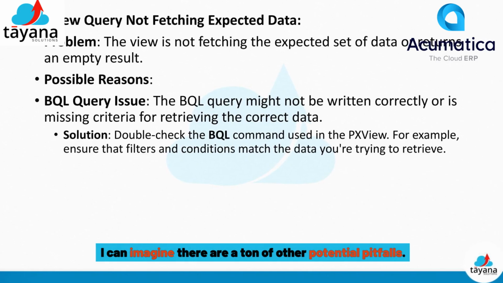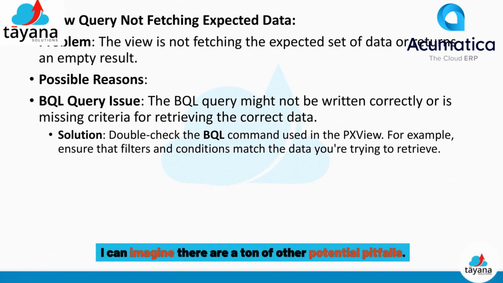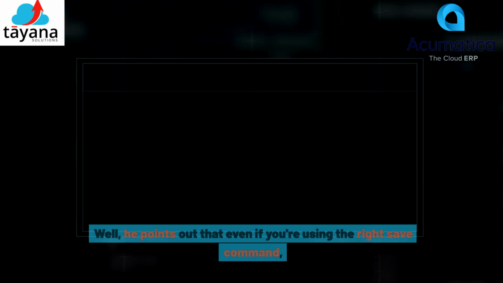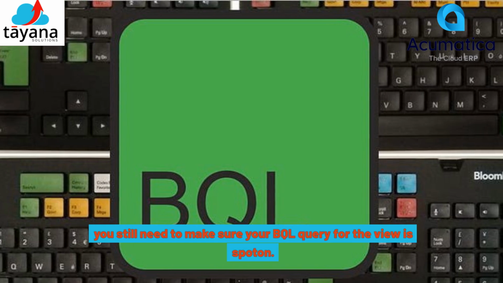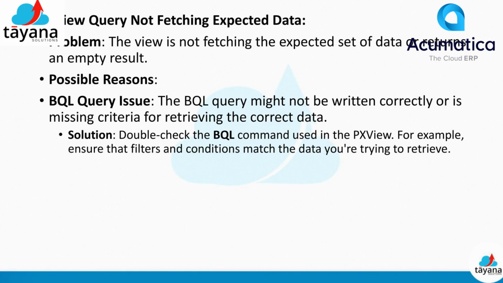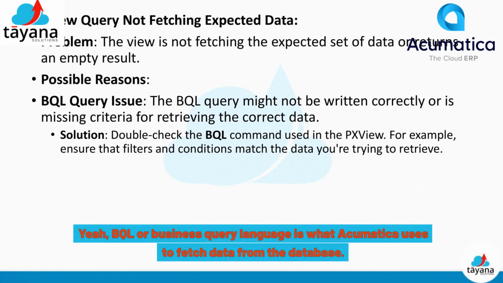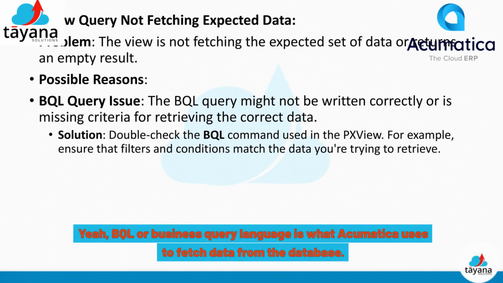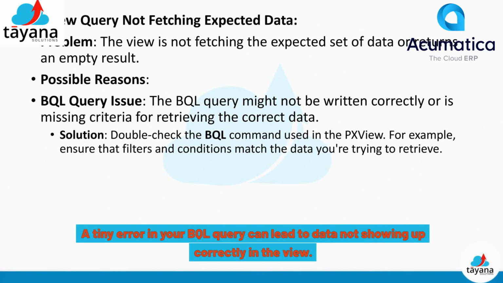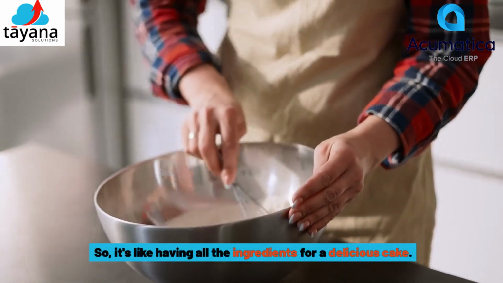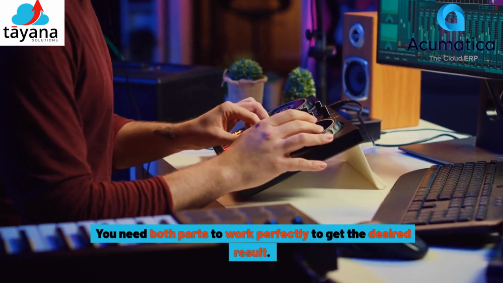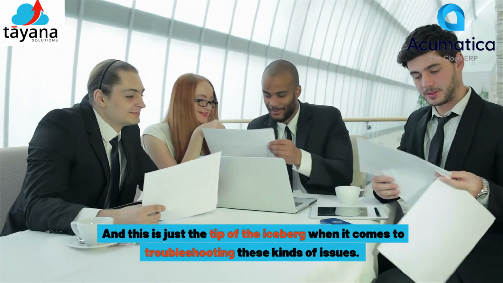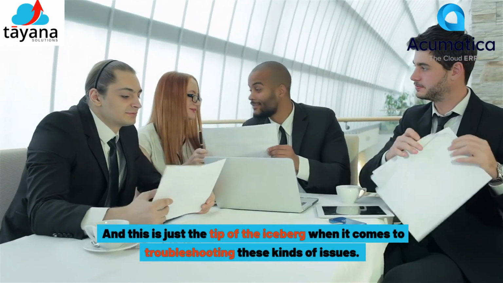I can imagine there are a ton of other potential pitfalls. What are some of the other things we should be aware of? Well, he points out that even if you're using the right save command, you still need to make sure your BQL query for the view is spot on. BQL, or business query language, is what Acumatica uses to fetch data from the database. A tiny error in your BQL query can lead to data not showing up correctly in the view. So it's like having all the ingredients for a delicious cake, but then messing up the baking instructions. Precisely. You need both parts to work perfectly to get the desired result. And this is just the tip of the iceberg when it comes to troubleshooting these kinds of issues.